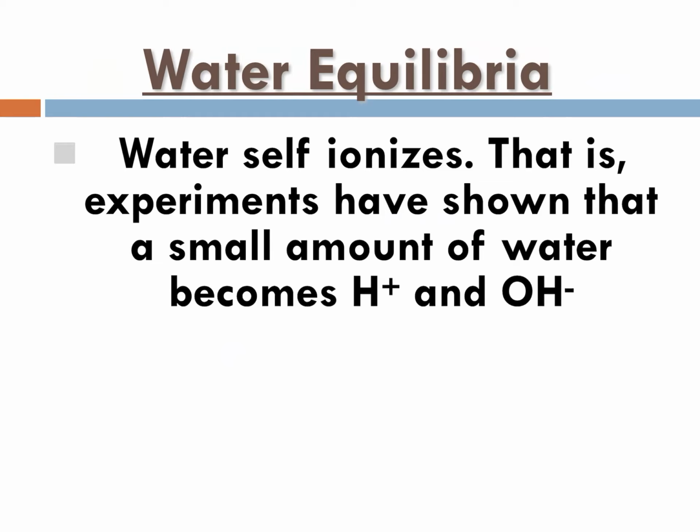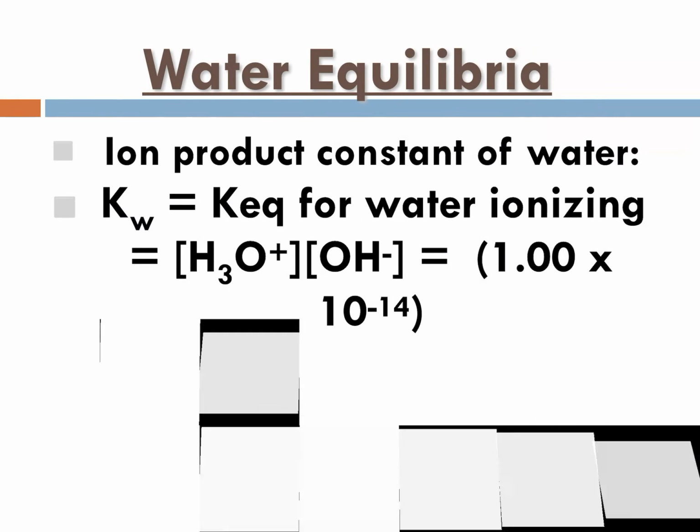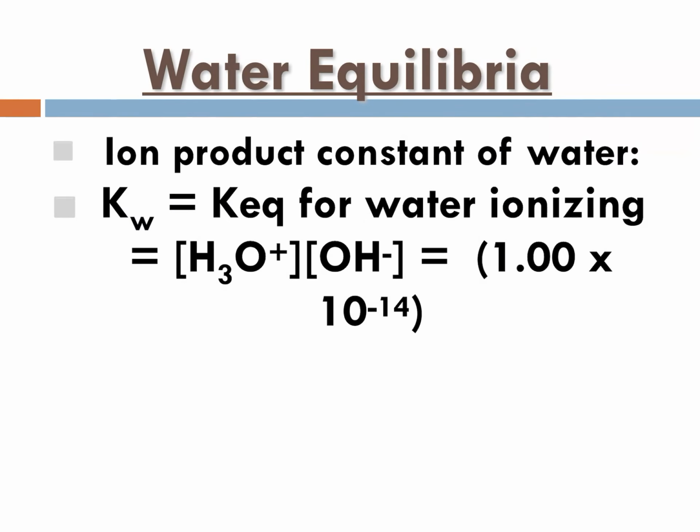Now, when the H plus dominates the solution, we call the solution an acid. And when the OH minus dominates, we call it a base. And when they are equal concentrations to each other, then we say that they are neutral. But there's always some H plus in a water environment. There's always some OH minus. That ionization we call Kw, the equilibrium for that ionization.